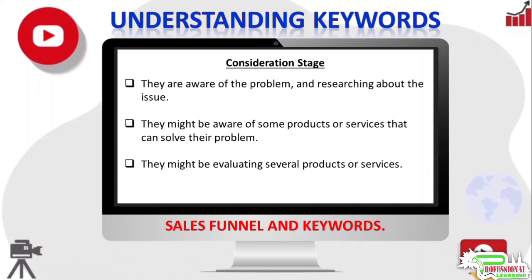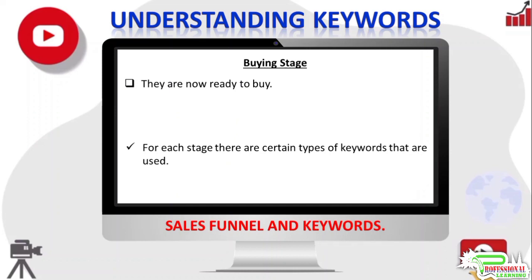At the buying stage, they now know enough about the problem and at least a few of the potential solutions. So they are now ready to buy. For each of these three stages there are certain types of keywords that people use. We look at those keywords now.